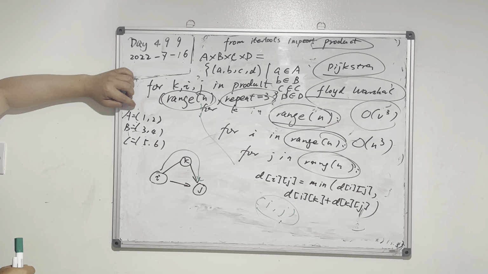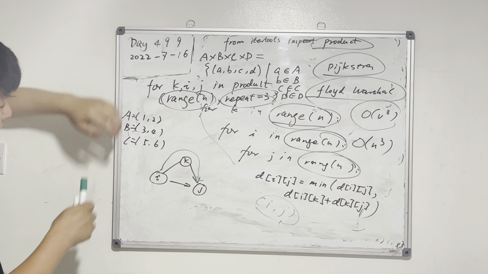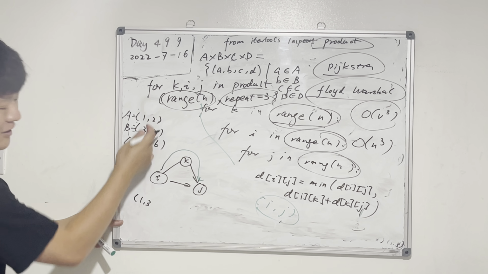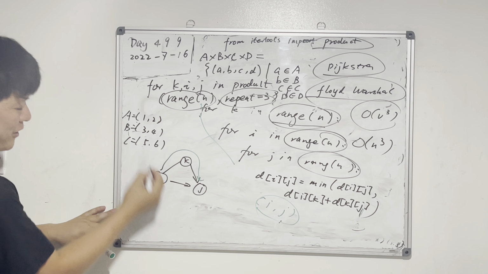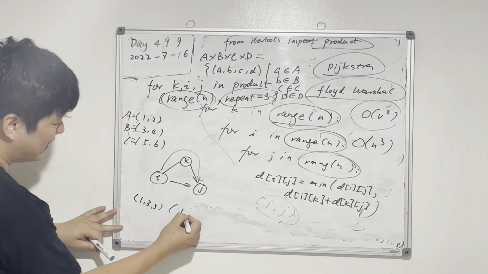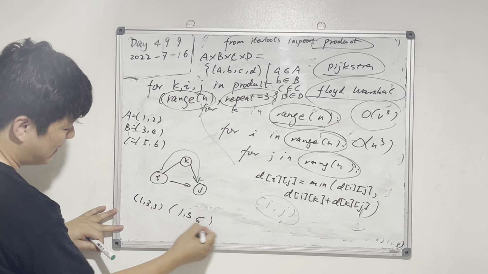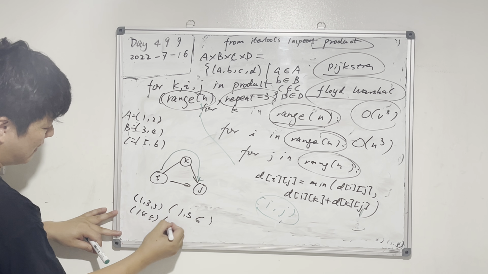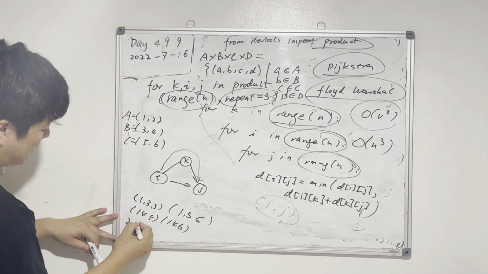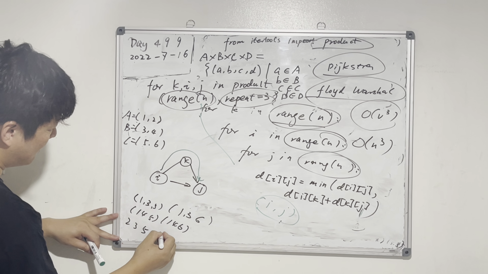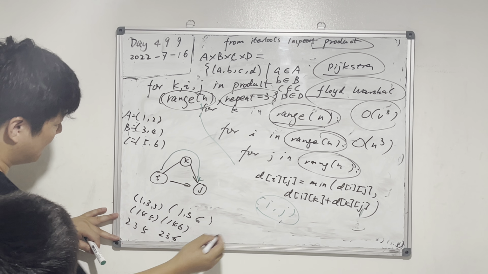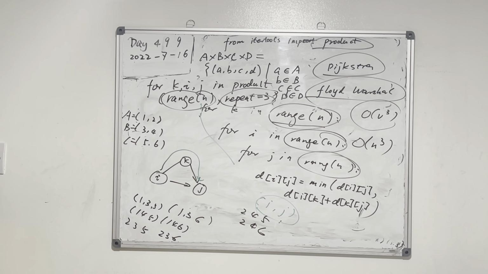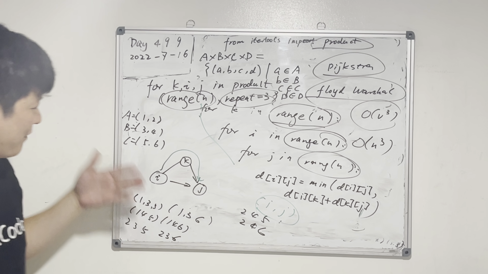Is it like 1, 3? 1, 3, what? You need to take 1 from each set. 1, 3, 5. Yeah. 1, 3, 6. 1, 4, 5. 1, 4, 6. 2, 3, 5. 2, 3, 6. 2, 4, 5. 2, 4, 6. You got it? Okay, so that's the beauty of the Cartesian product.